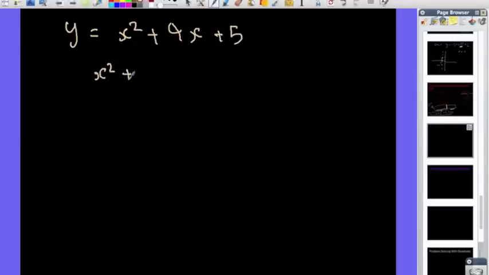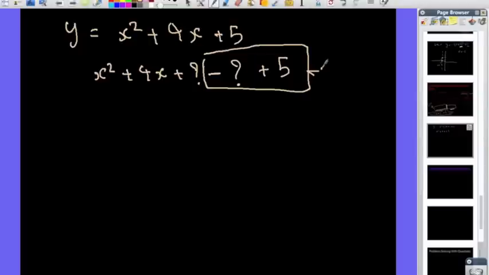So if they give you something like y equals x squared plus 4x plus 5, the first thing you would do is the question mark part. x squared plus 4x plus question mark, minus the question mark, plus 5. So here, this is the separated part, right? This is the k part.